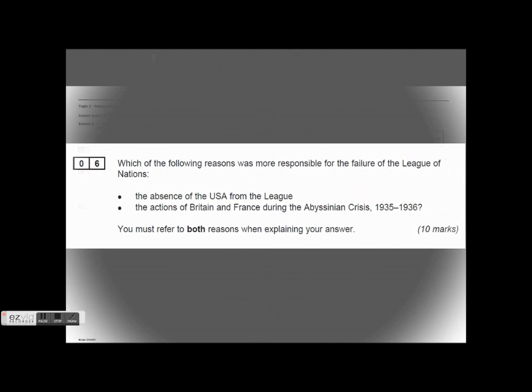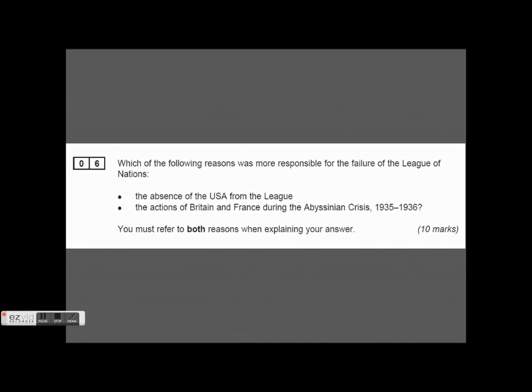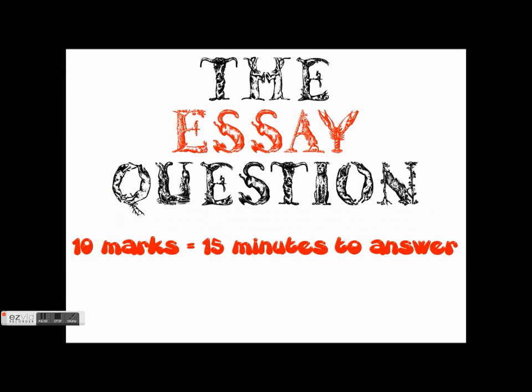This is the question we're going to look at today. Which of the following reasons was more responsible for the failure of the League of Nations? The absence of the USA from the League, the actions of Britain and France during the Abyssinian Crisis 1935 to 36. You must refer to both reasons when answering your question. Now remember, this is worth 10 marks as it's the essay question. So as it's worth 10 marks, you're looking to spend about 15 minutes answering this question.